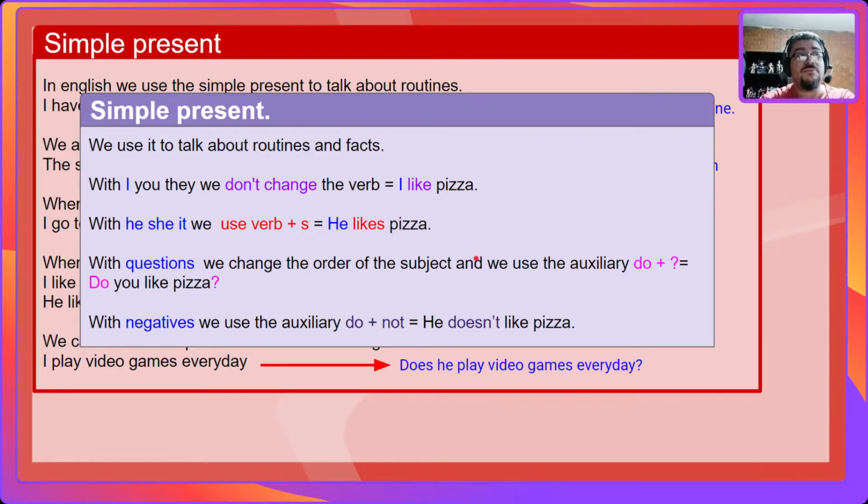Something that is important: we use simple present to talk about routines and facts. With I, you, we, they, we don't change the verb. I like pizza. With he, she, it, we use verb and s. He likes pizza. With questions, we change the order of the subject and we use the auxiliary do. Do you like pizza? And with negatives, we use the auxiliary do not. For example, he doesn't like.